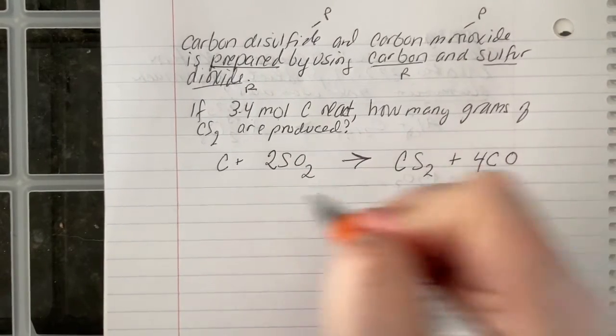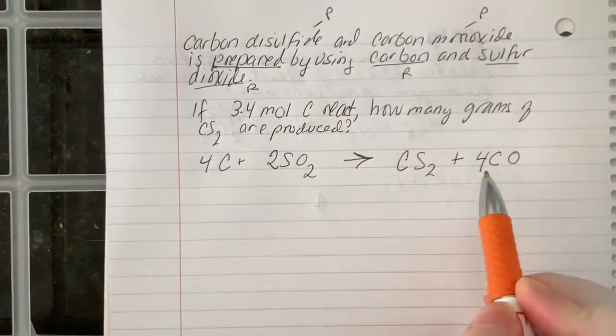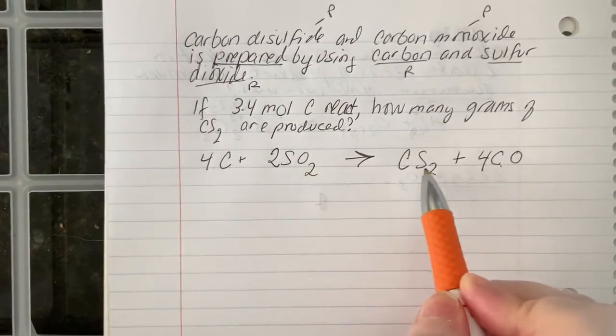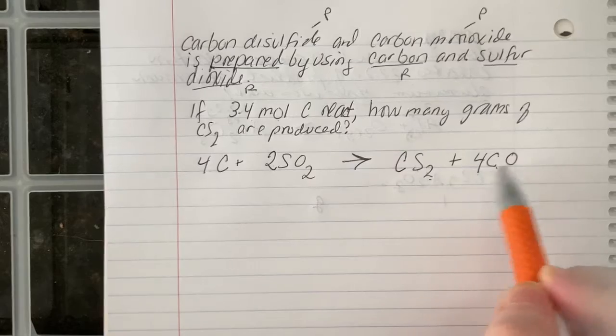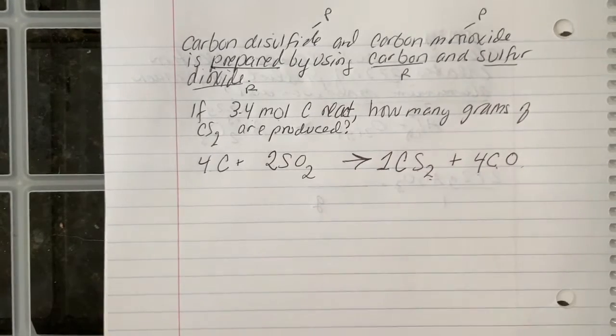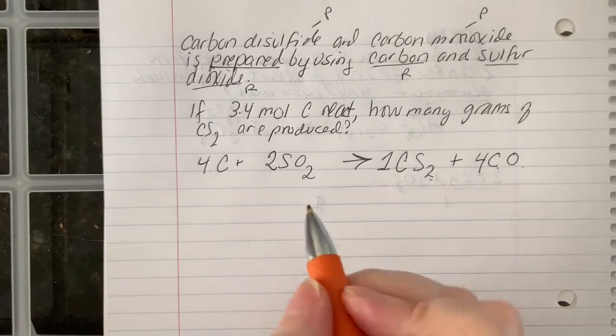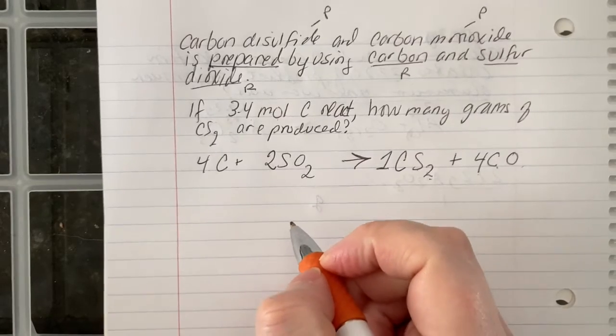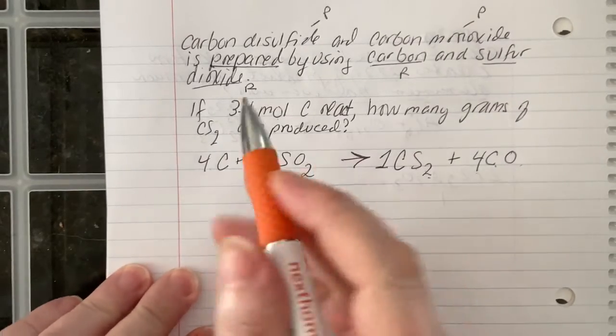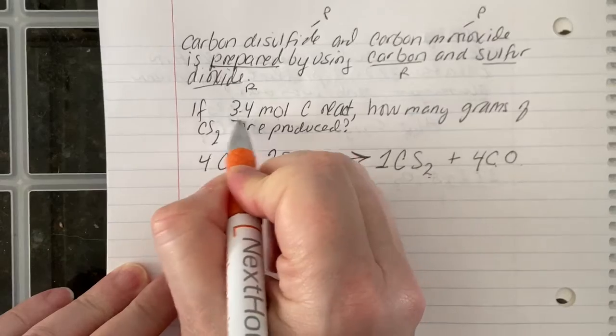Now I have 4 carbons, 2 sulfurs, 4 oxygens. Let's add that 1 in there to make it a full, scientifically correct balanced equation. And then let's write our knowns down.